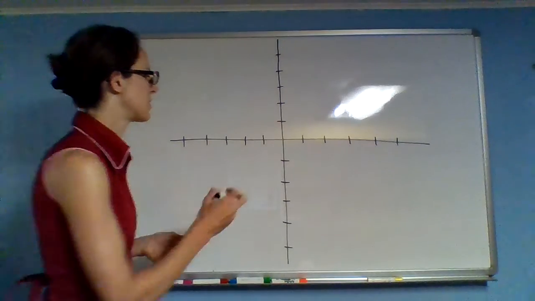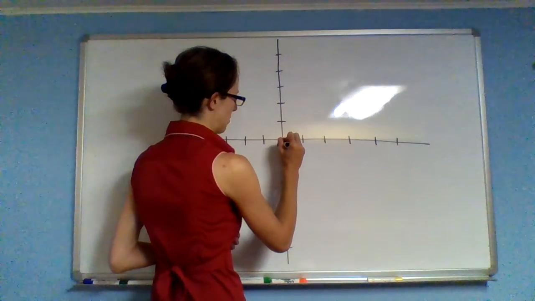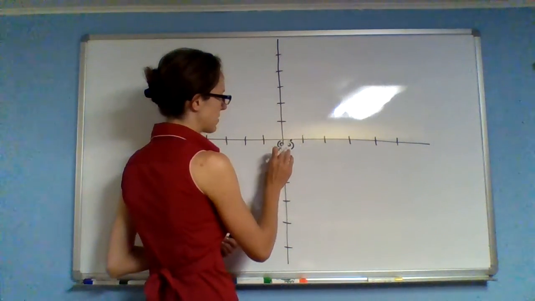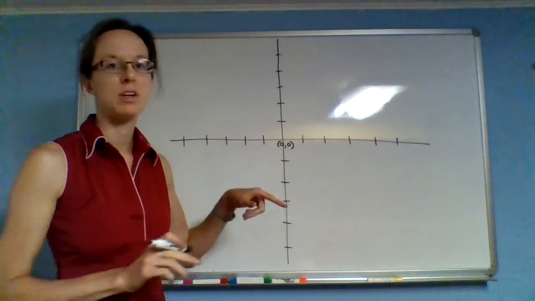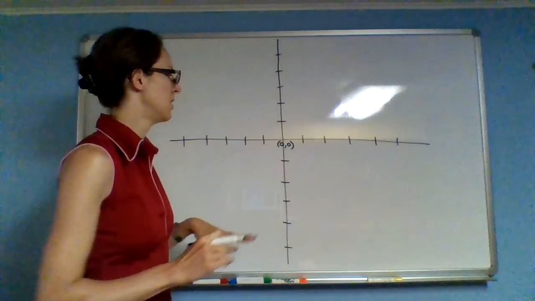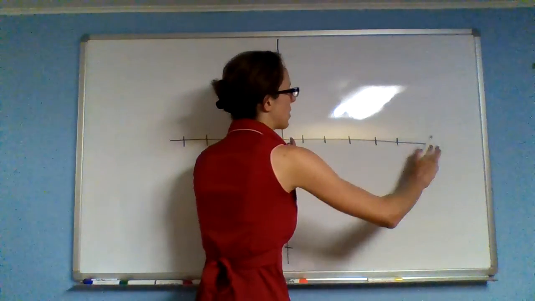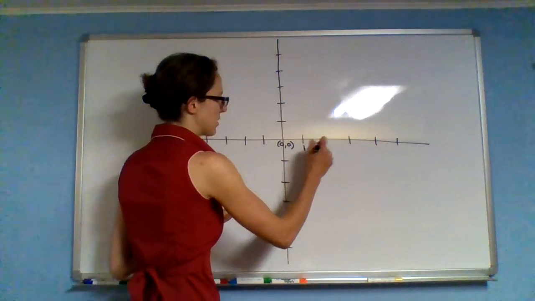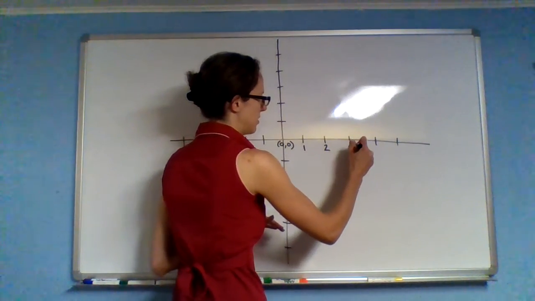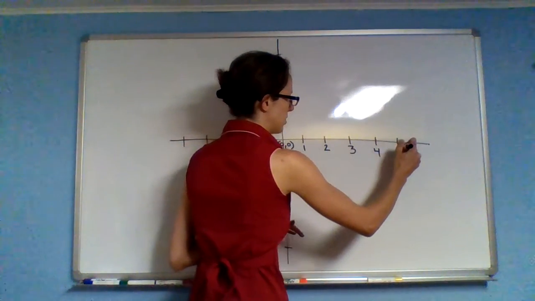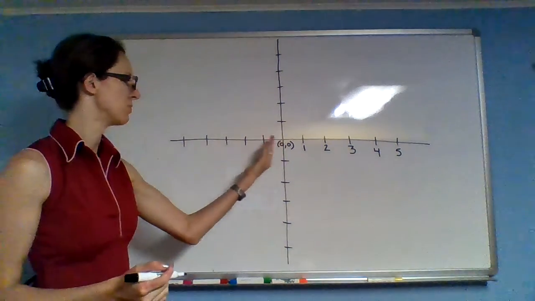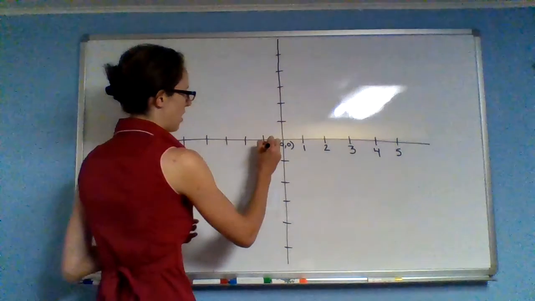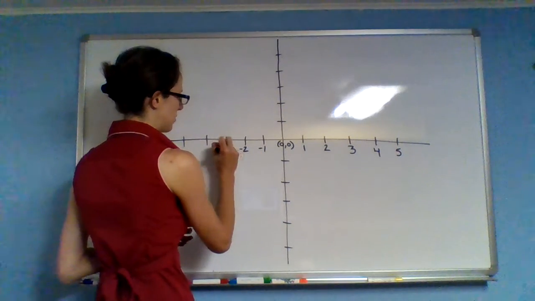In the middle of a coordinate grid is the point 0, 0. We have no x value and we have no y value at the place we call the origin, where those two lines cross. As we move to the right, our x values are positive. So they would be labeled like this, just like a number line. As we move to the left of the origin, our x values are negative.